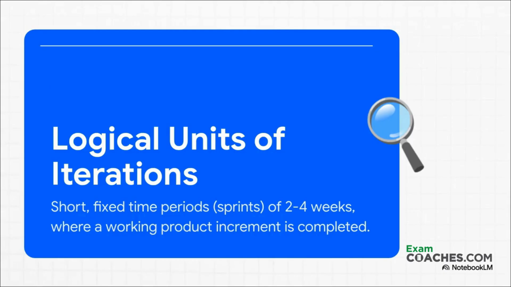First things first, we need to know the basic building block. An iteration, you'll often hear it called a sprint, is just a short, set amount of time. Think 2 to 4 weeks, usually. In that little time box, the team's entire goal is to complete and deliver a working piece of the project. It's this nice, neat little cycle of planning, doing, and then checking your work.